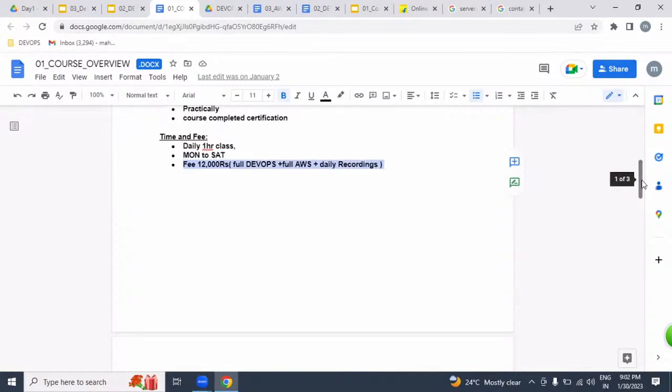Our course starts at the very basic level and finishes at an advanced level. Each and every session is practically oriented. After completing this course, you will receive a course completion certificate. Daily 1 hour session, Monday to Saturday. You will pay 12,000 rupees for full DevOps and AWS with daily recordings, guys, please.